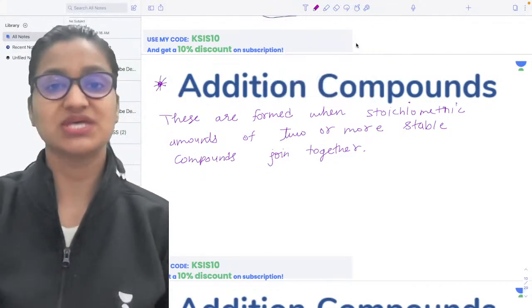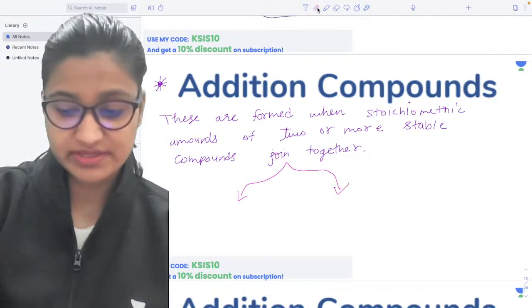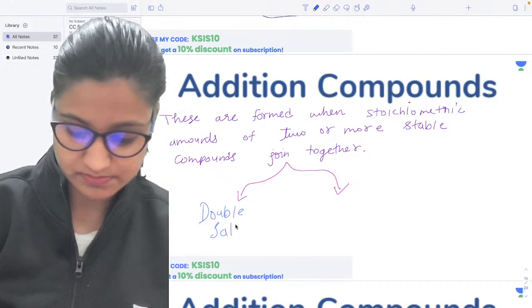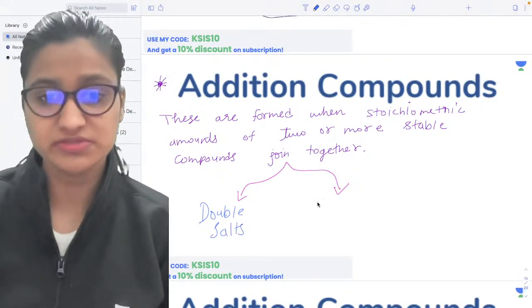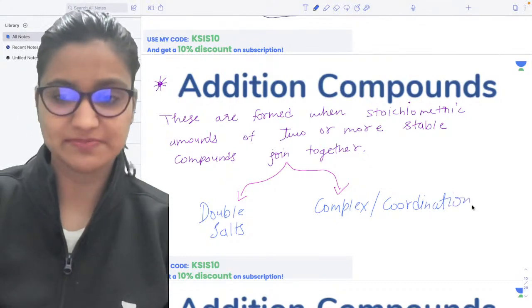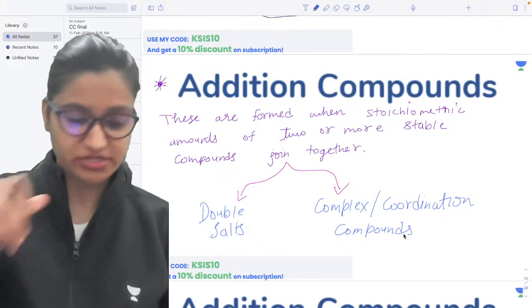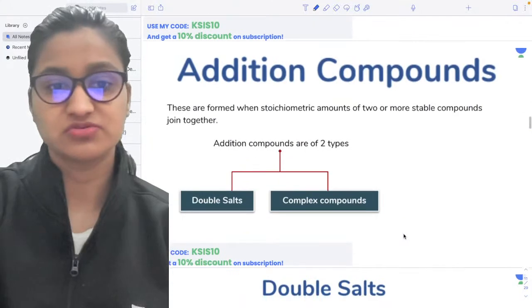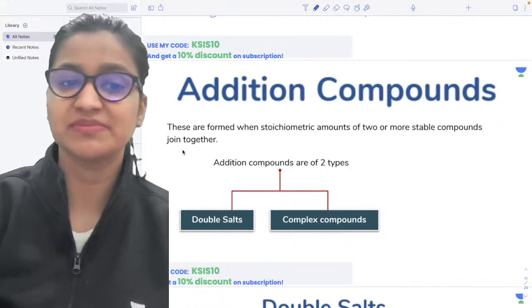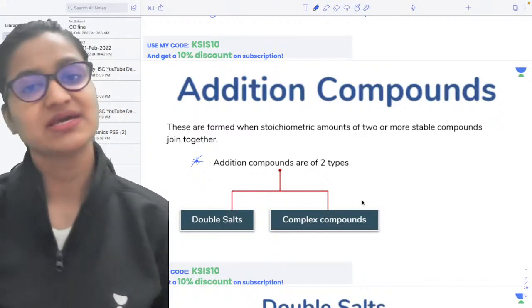Now your addition compounds are of two types, okay? Number one is double salt. These are double salts. And secondly, we have complex compounds. You can say complex or coordination compounds, one and the same thing, okay? So your addition compounds are of two types, double salts and complex compounds. You can see here it is written as well that these are formed when stoichiometric amounts of two or more stable compounds join together, okay?